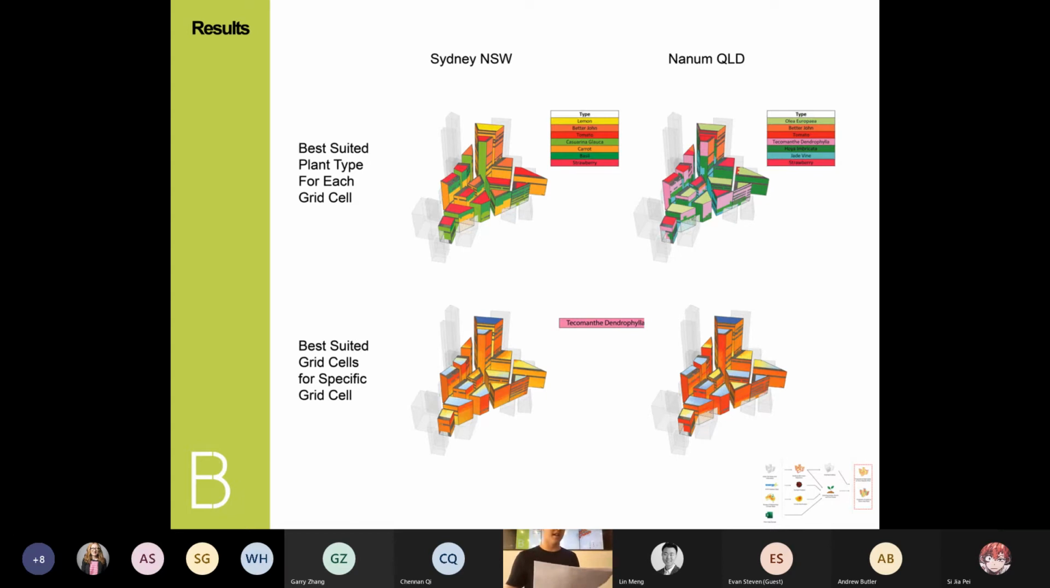We can then show the site through a heat map where the hottest spaces are where the plant is better suited. For the Tecomanthe, the Nanham site is better suited than the Sydney site because it has more red areas.